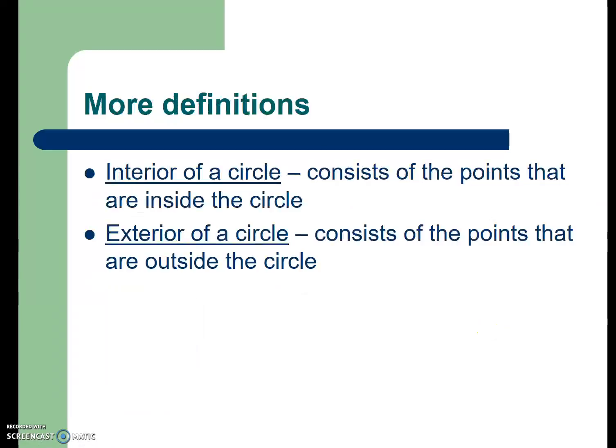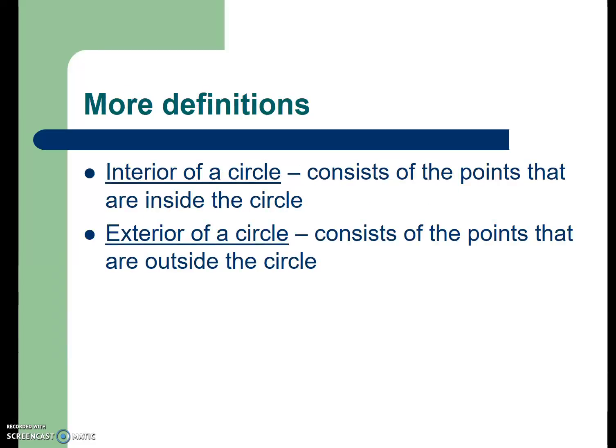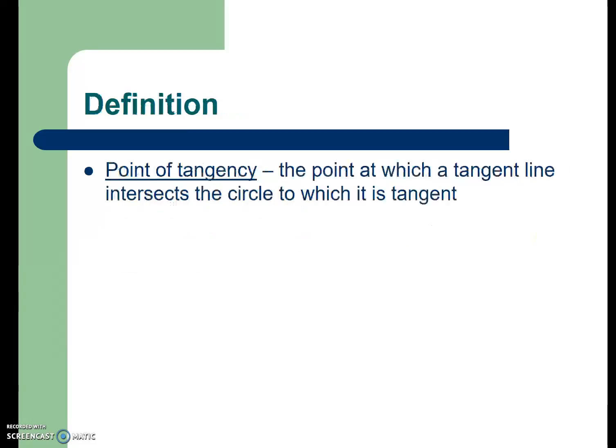All right, two more. We've got the interior of a circle, and that's all the points that are inside the circle, and exterior of a circle. So hopefully that's something that makes sense to you. Exterior of the circle is on the outside of the circle.